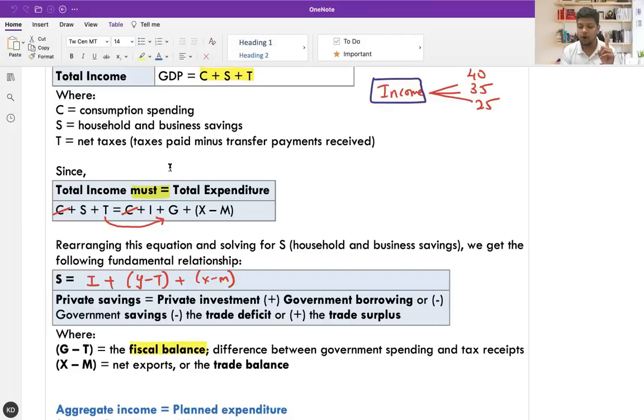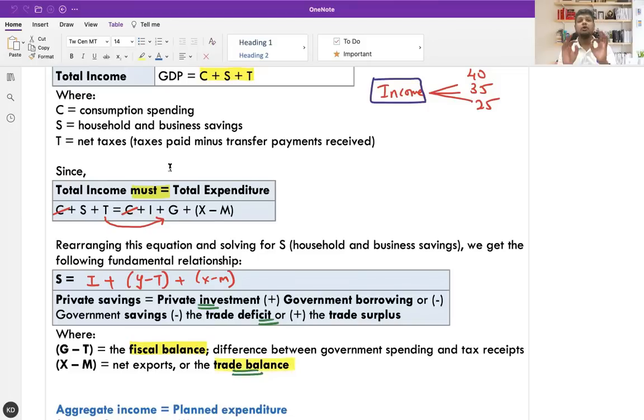Now watch out for all these components one by one. So now the savings, what you and I save, is equal to investments plus government borrowings, or either government borrowings or government savings, and the trade deficit or trade surplus. So it's a combination of fiscal deficit or fiscal surplus and trade deficit or trade surplus. Trade means international trade. So here I stands for investment, G minus T stands for fiscal balance, and X minus M stands for trade balance.